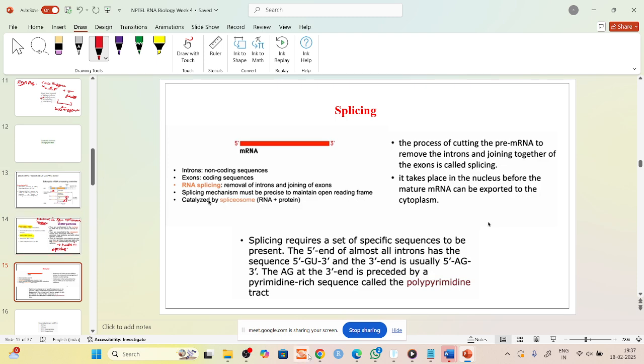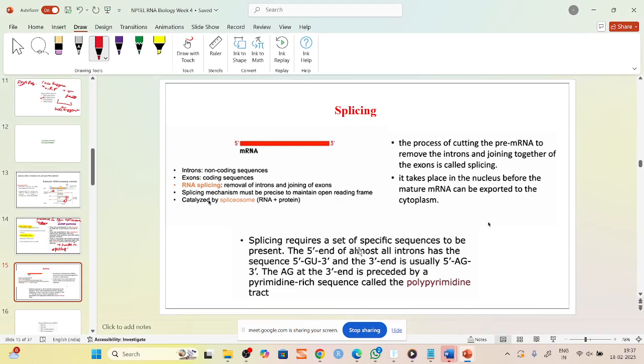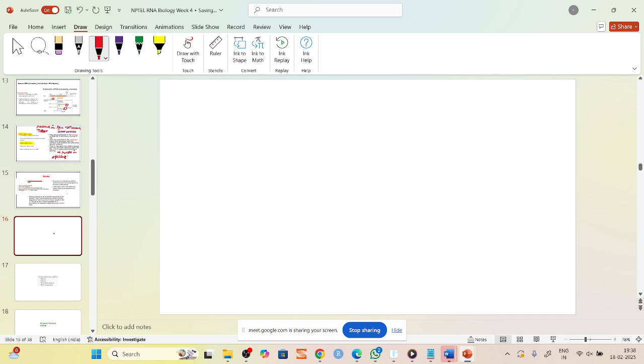So basically, the pre-mRNA which is formed has introns as well as exons because it is formed from the DNA. DNA has introns and exons both, but the mRNA should only have exons, because exons are going to tell which protein sequence has to be synthesized, which protein has to be incorporated. Therefore, this is exon, intron, exon, intron, exon, intron.